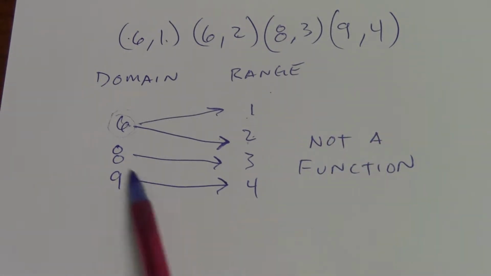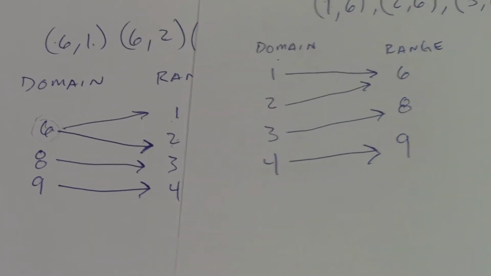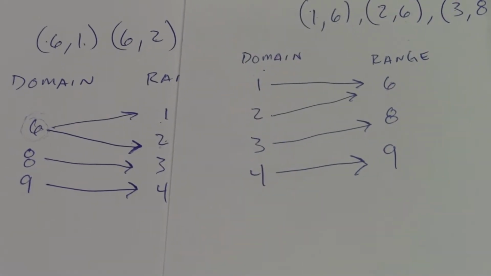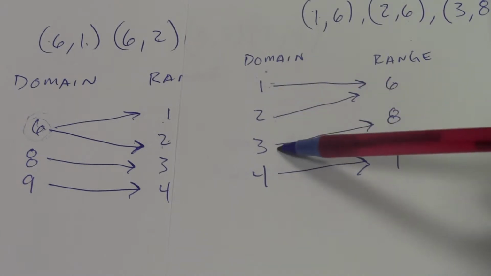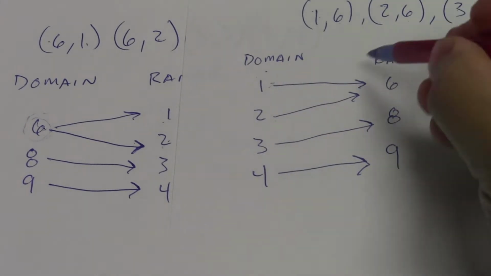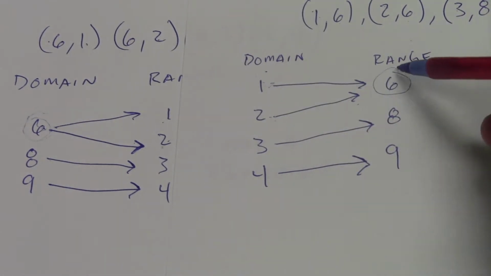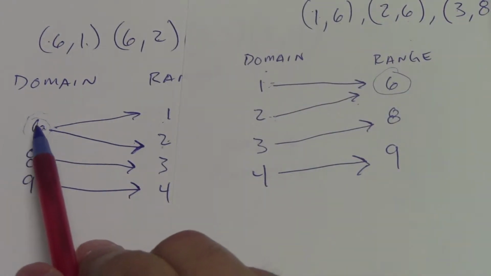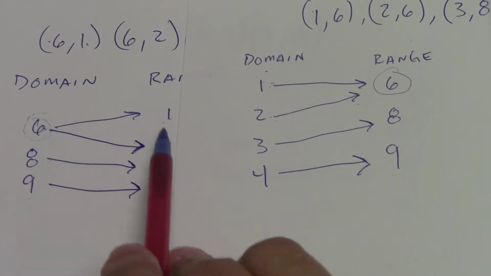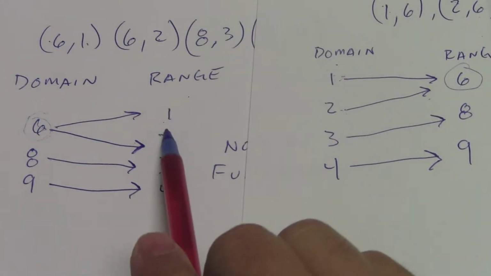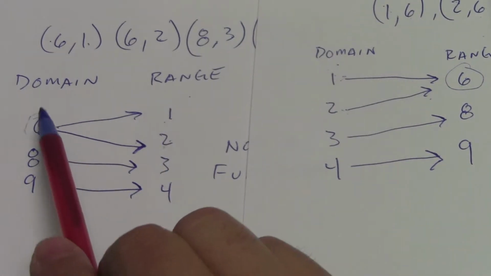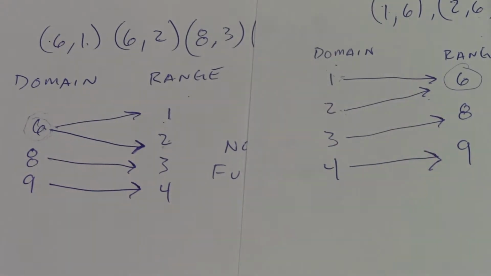So that's it. There we go. Only 1 arrow, 1 arrow, 1 arrow, 1 arrow. That's good. Even in, see this one right here? This one, the 1 and the 2 both went to a 6, but on this one, the 6 on the domain side went to two different things. So it went to a 1 and a 2 on the range. So not a function, function.